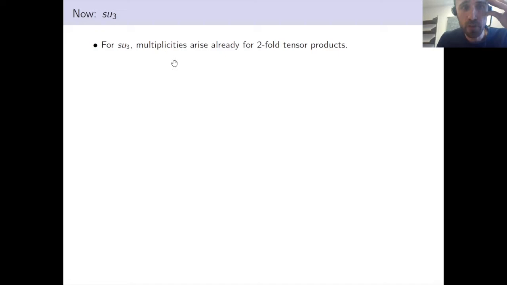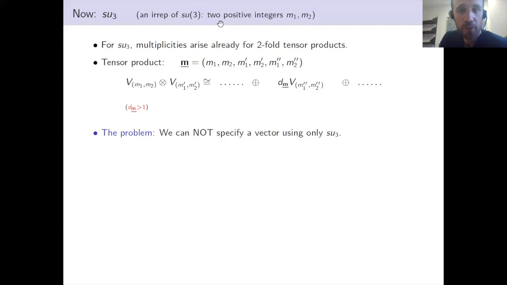So for SU3, the first thing I have to say is that multiplicities arise already when we take a tensor product of two representations. You see, for SU2, multiplicities arise when we take threefold tensor products. For SU3, already twofold tensor products are going to be non-trivial. And let me recall that to specify an irreducible representation of SU3, you need two positive integers. Okay, so for SU2, it was only one. For SU3, you need two, M1 and M2.